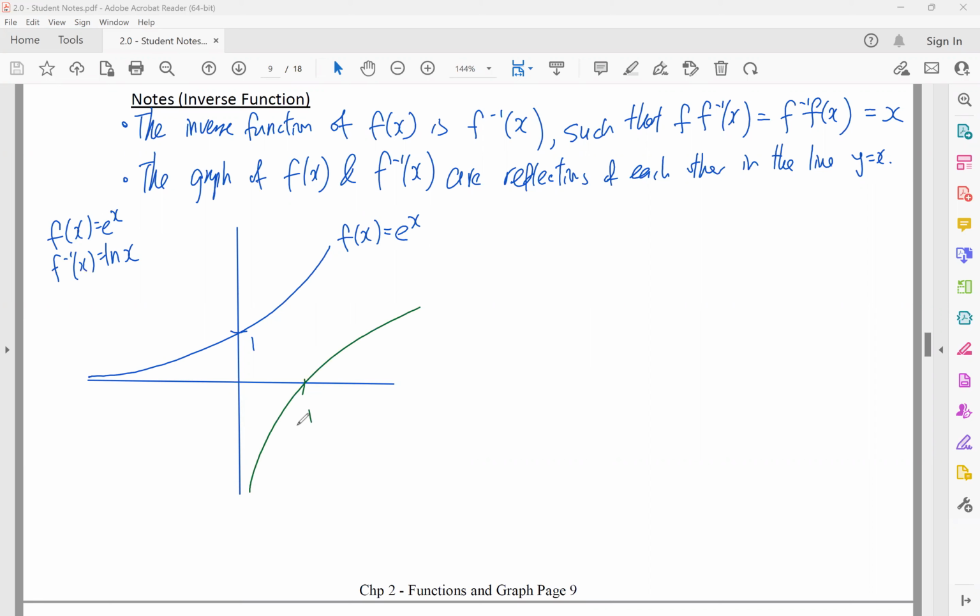The reason is that there is the line y equals x in there, reflected. So that's the line y equals x. This is the f inverse of x, which is ln x. Okay, so if you don't know how to draw the inverse, you can draw the original and reflect in the line y equals x.